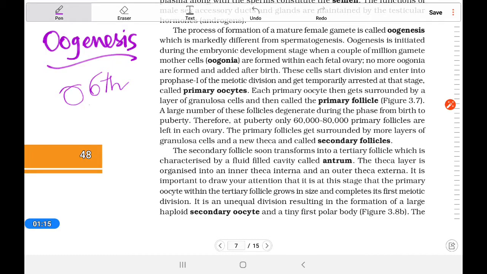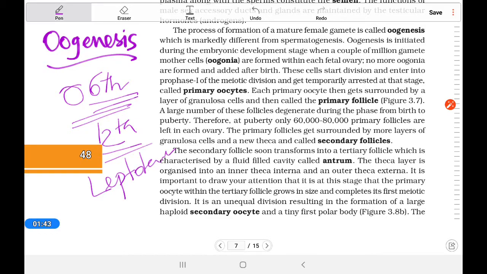Okay, the sixth week. You know that in the fourth week of fetal development, in the absence of the Y chromosome, the gonad will differentiate into ovary, and then in the sixth week oogenesis will start. By the 12th week of gestation, inside the mother's body in the embryonic stage, it starts its meiotic division: leptotene, zygotene, pachytene, up to the diplotene stage. It goes and then it arrests.